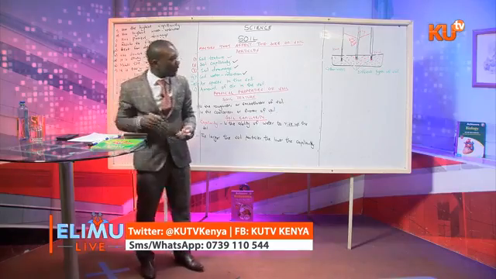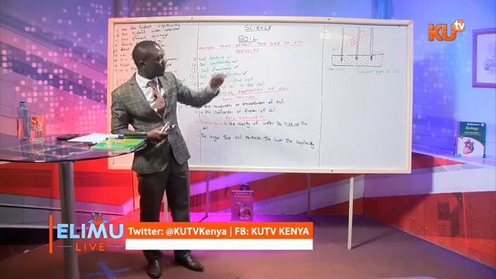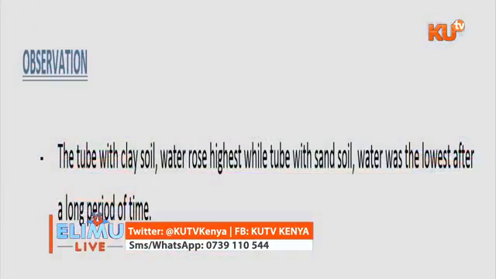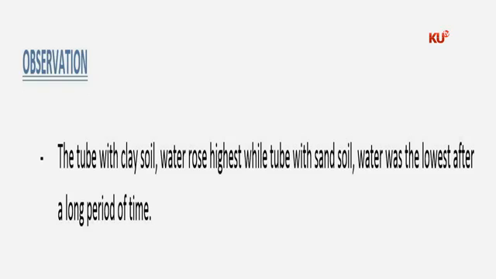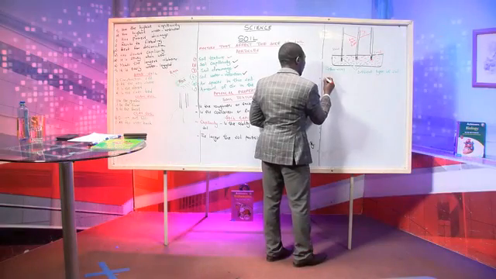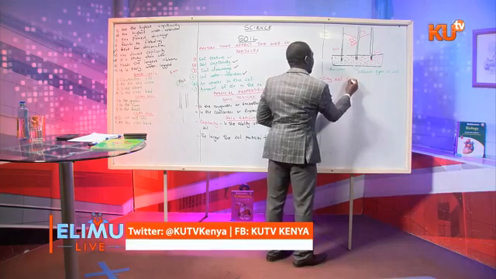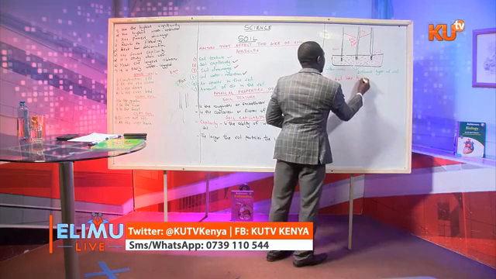Now, observation. You will find that the tube with clay soil will have the highest capillarity, while the tube that has sand soil will have what we call low capillarity. So the conclusion here, we can say clay soil has highest capillarity.